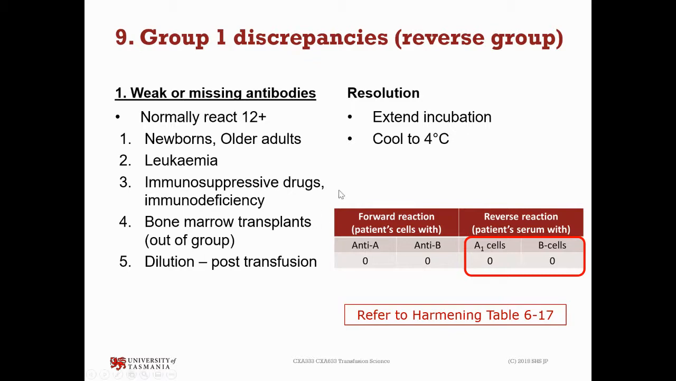We also don't have it in older adults, and that's just because in older adults, everything ages, everything starts to break down, including the immune system. Okay, and so we often have reduced concentrations of our ABO antibodies in older adults. So we're looking at people probably more in their 70s and above. People with leukemia, particularly lymphocytic leukemias.